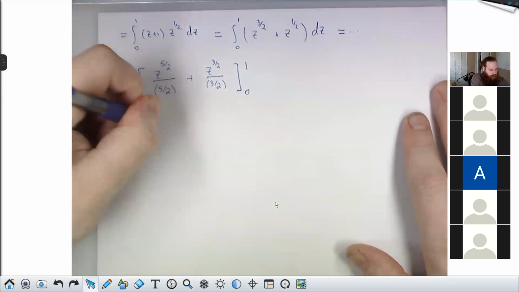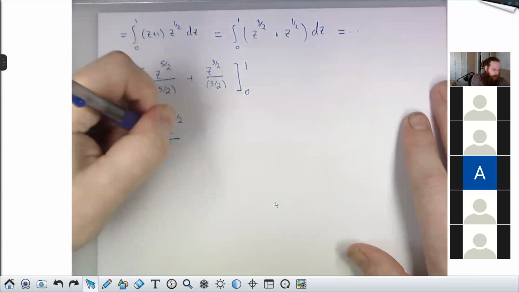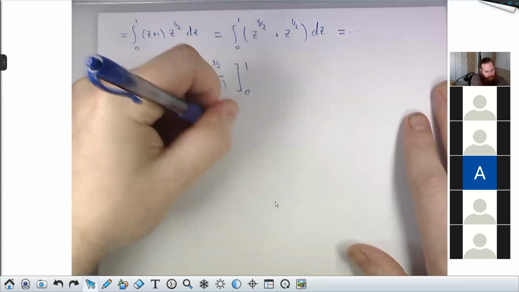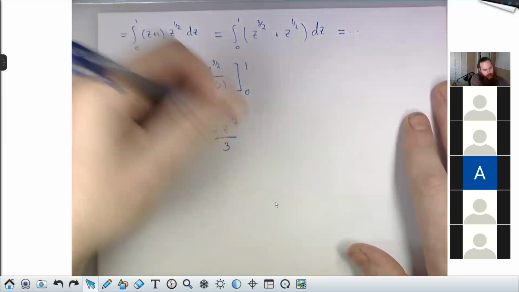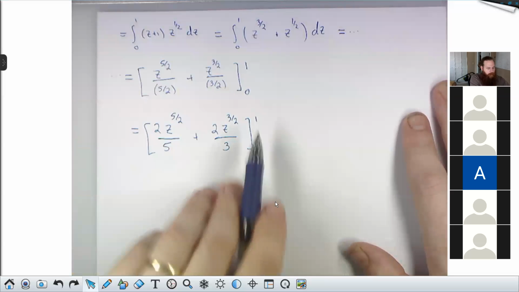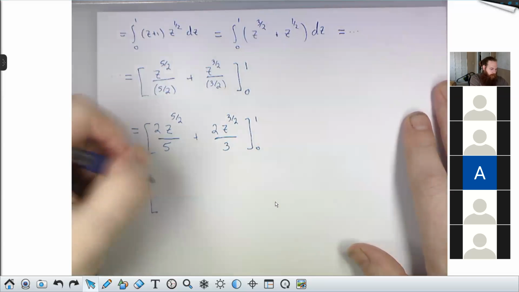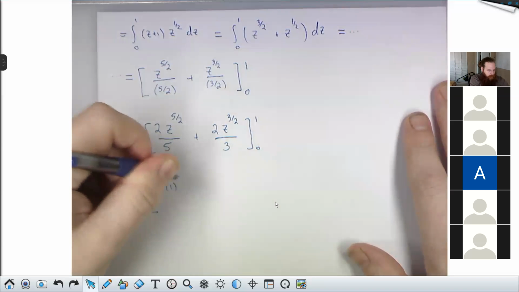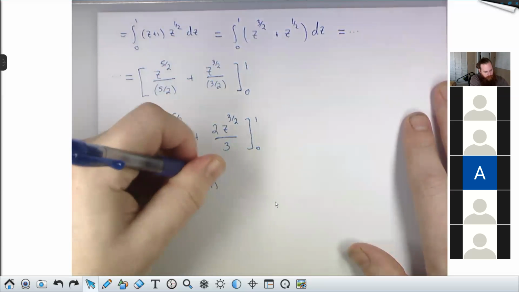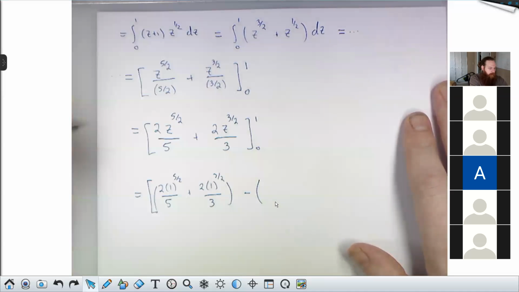So this is the same as 2 times z to the 5/2 divided by 5 plus 2 times z to the 3/2 divided by 3, evaluated from 0 to 1. And then remember the way the evaluation goes, you plug in the upper bound. And then subtract from that what you get when you plug in the lower bound.